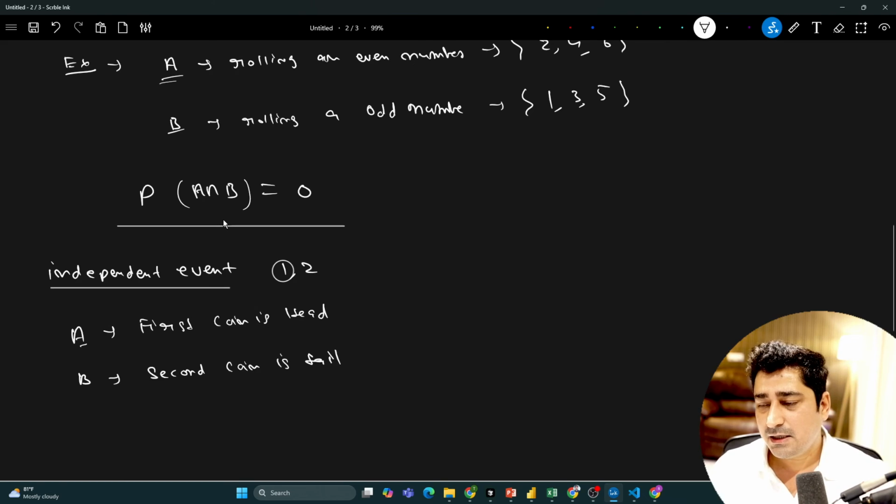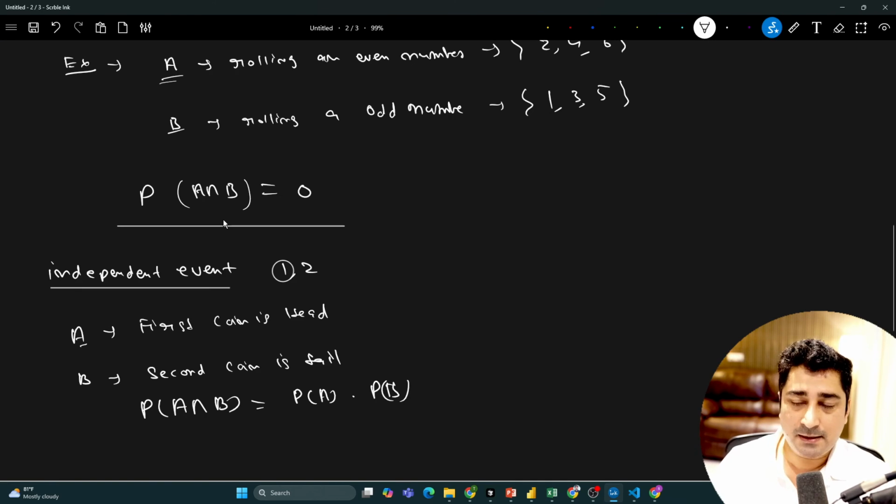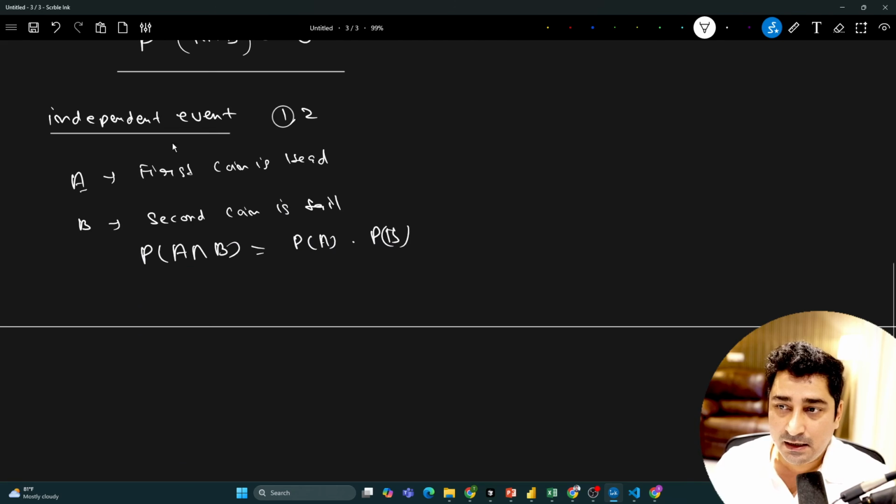So in that case, the probability of A intersection B is going to be the probability of A times the probability of B, if this is an independent event. This is something that we try to learn with respect to the naive Bayes equation, which I'm going to talk about in my immediate upcoming lecture. But now we are able to understand what is the meaning of a mutually exclusive event and what is an independent event.